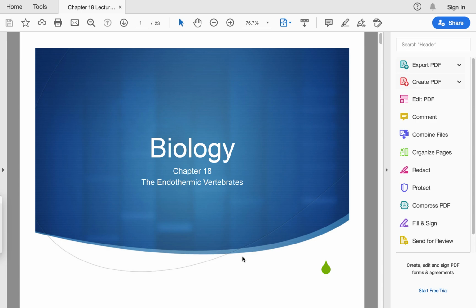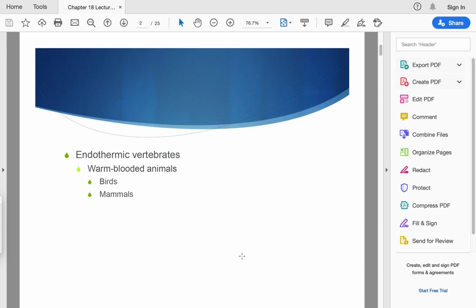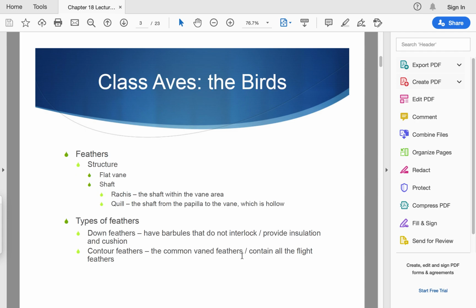Again, chapters 15 and 16 were invertebrates, and now we're into vertebrates, meaning animals with a notochord or a backbone. Ectothermic, meaning cold-blooded animals, and endothermic, now we're talking about the warm-blooded animals. All right, so endothermic vertebrates, two main categories we have are birds and mammals. So let's get into the class birds.